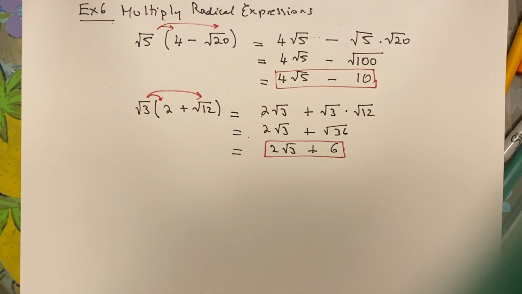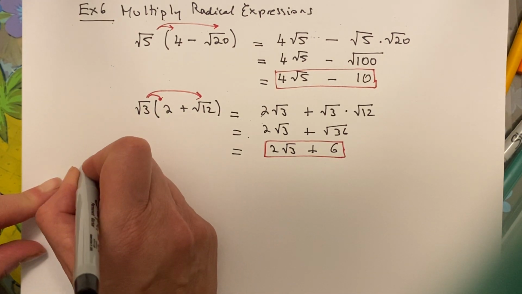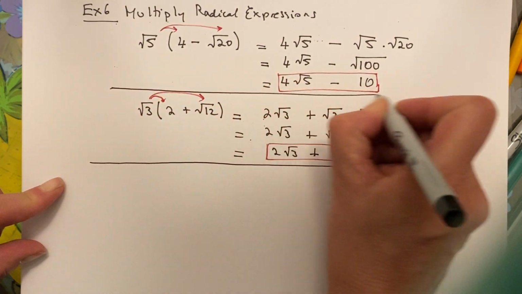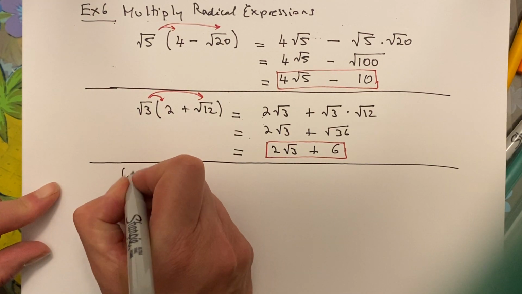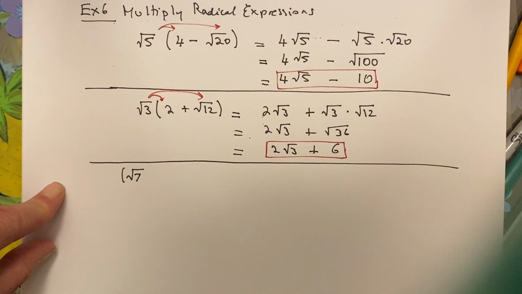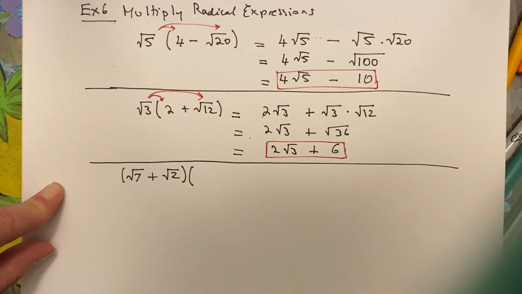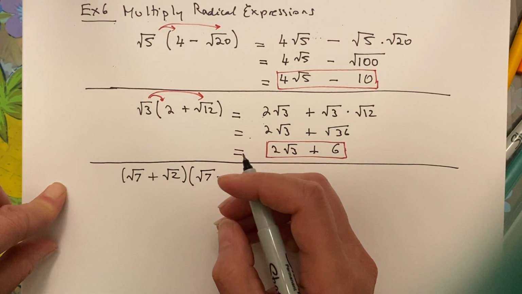Let's look at one more example. And in this example, we are going to do something you've done before, but it's going to look a little different. I'm just going to draw a line here so that everything is separate and we don't confuse matters too much. Let's look at square root of 7 plus the square root of 2 times square root of 7 minus 3 square root of 2.